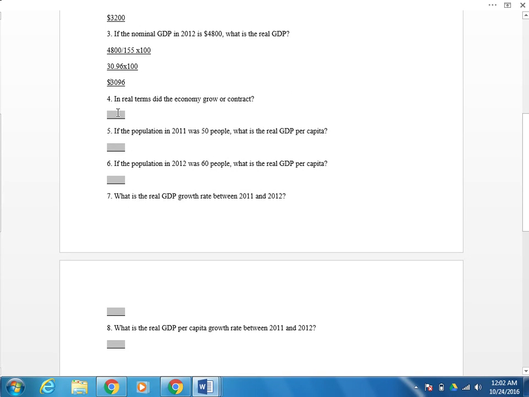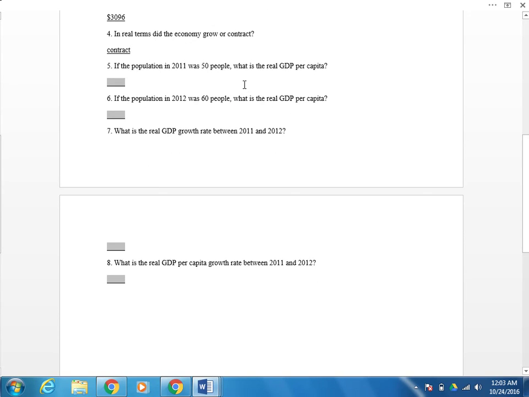Okay, in real terms, did the economy grow or contract? It contracted because it went down. 3,200 was 2011 real GDP, 3,096 is 2012. So that's contract.